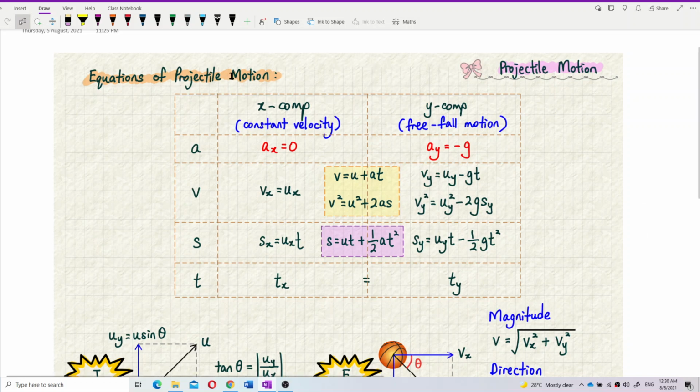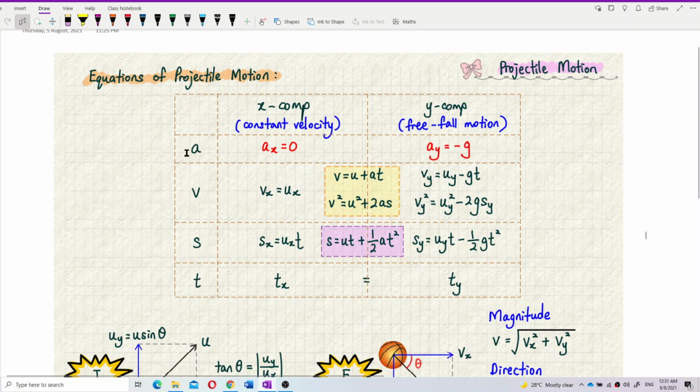Okay, now let us look at the equations we use for projectile motions. First of all, we know that projectile motion has two components, the x component and y component. The x component is a constant velocity, the y component is a free fall motion. We have several things to investigate: the acceleration, the velocity, the displacement, and the time taken.